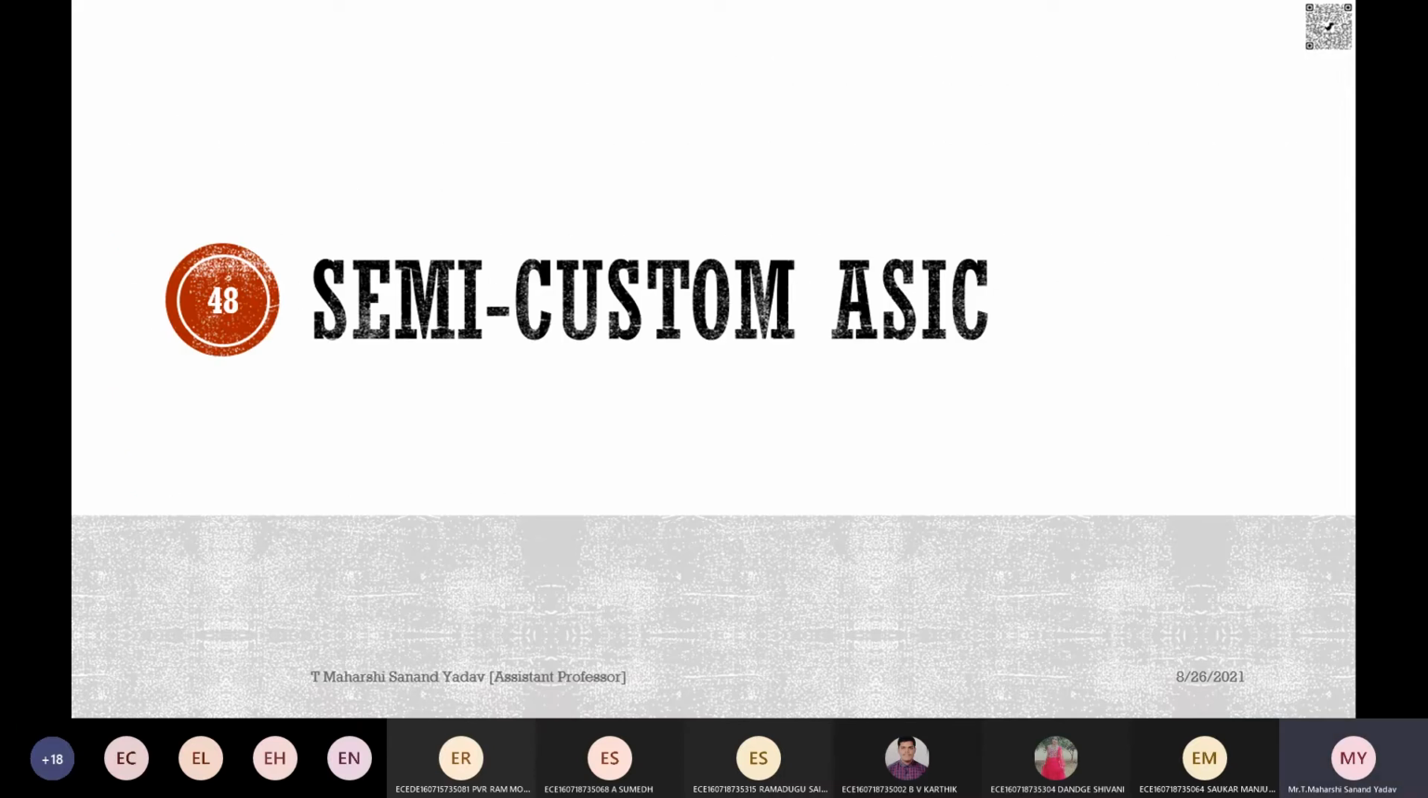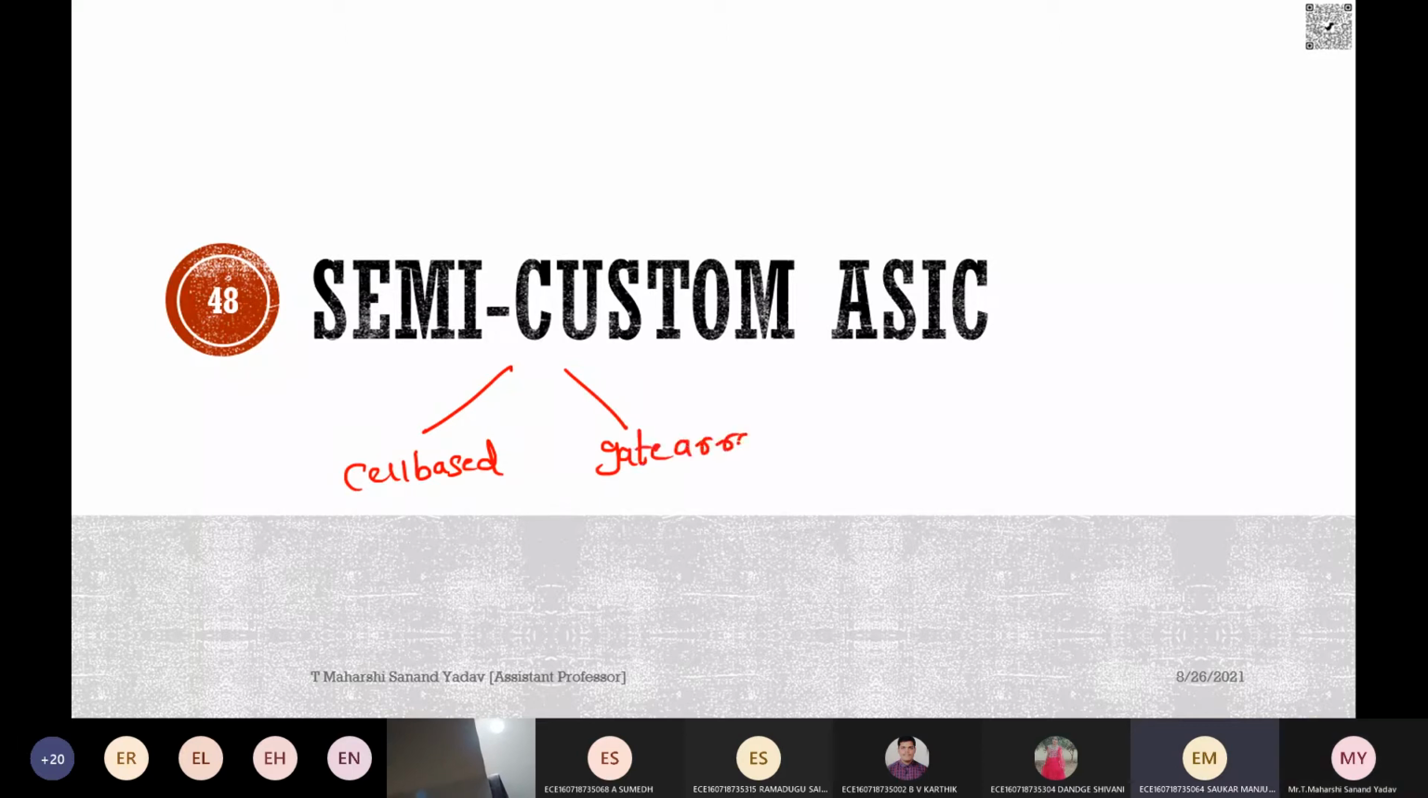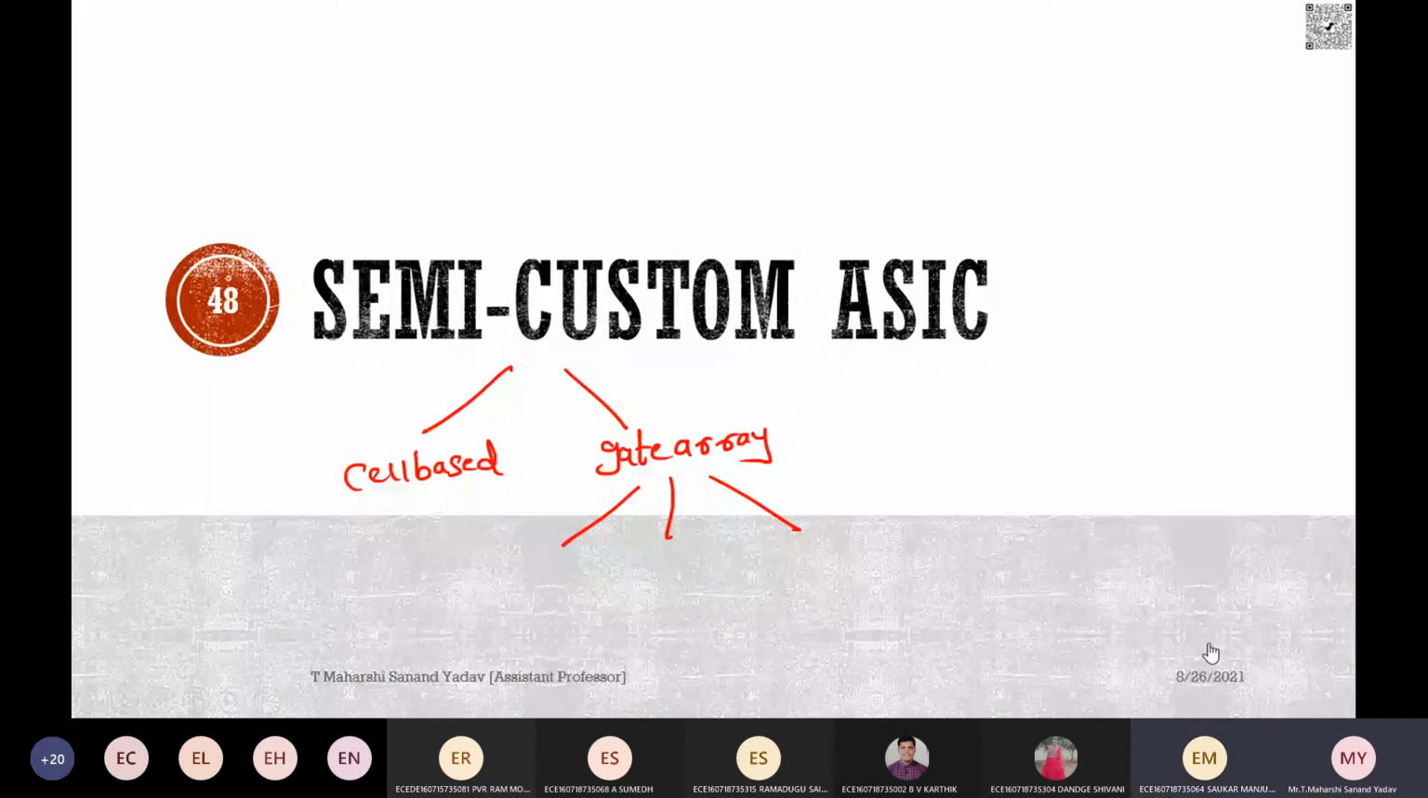So next one is semi-custom ASIC. So here we'll make use of libraries. It is classified into how many types? Two types. Cell-based, and gate array. Again, gate array is classified into 3 types. What are they? Channelless, structured.